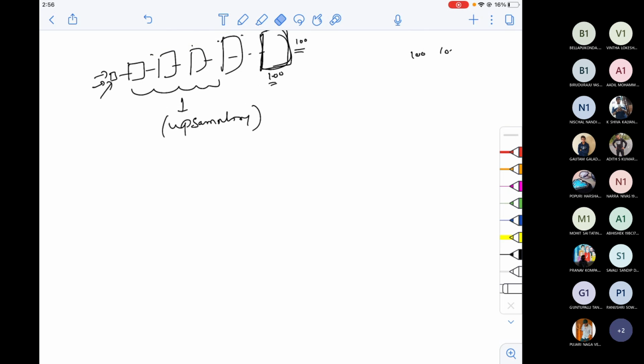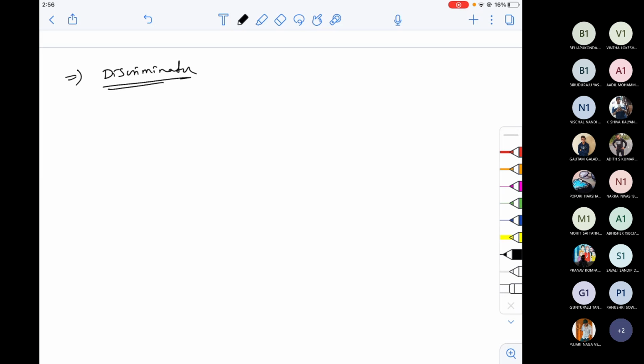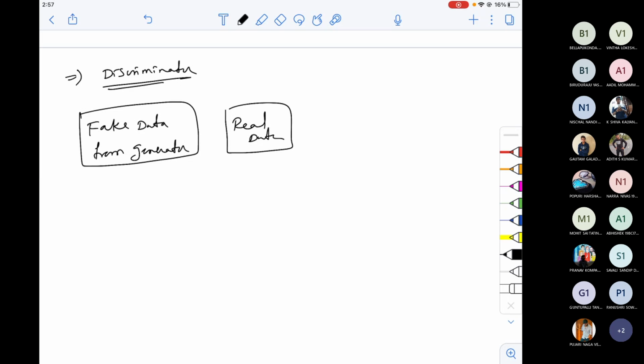Now this is one angle, but slowly we're trying to build up the story here. So the next part is the discriminator. Again, we'll come back to the discriminator once again. Now, what the discriminator does is it takes fake data from the generator. It also takes real data, which is there from the data set. Both are fed to the discriminator.